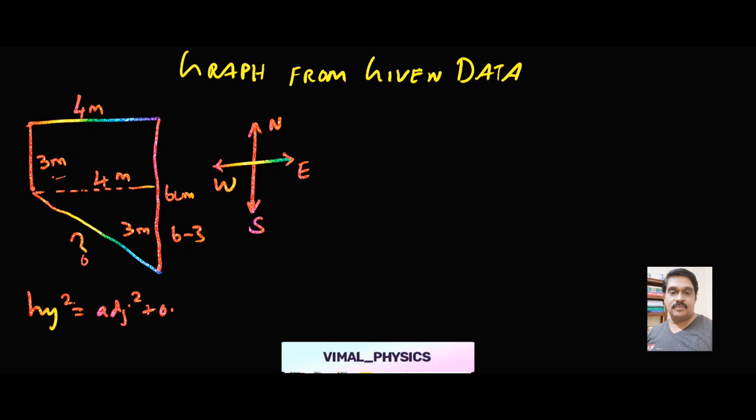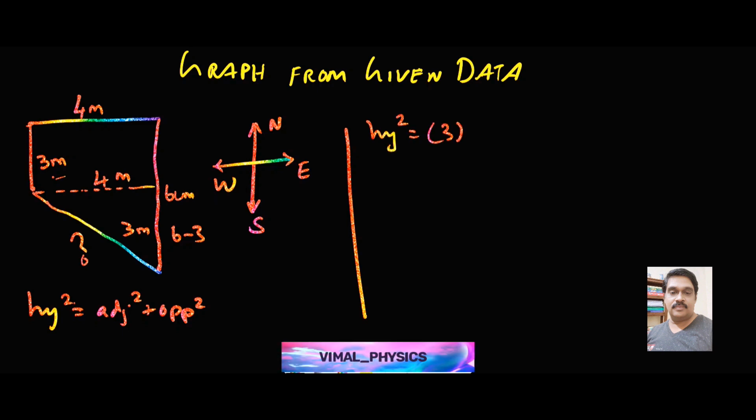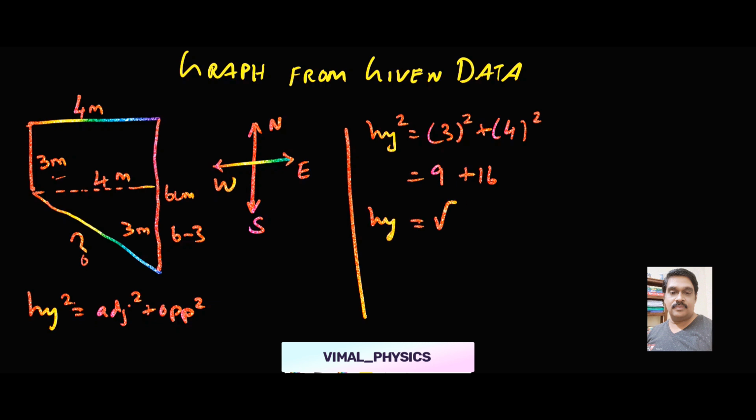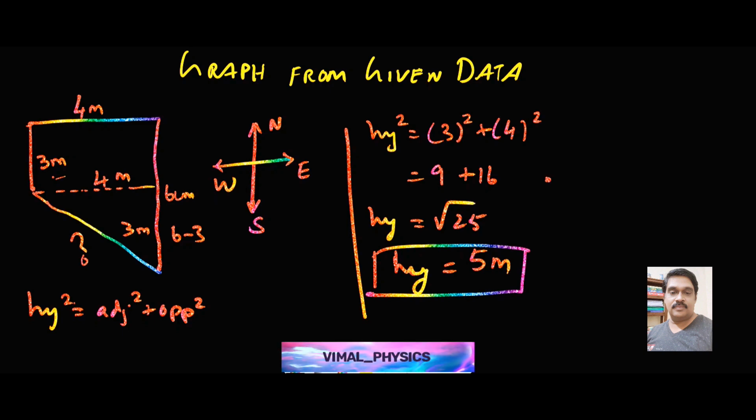As we are asked to find the displacement, it is between the starting and the ending point. So hypotenuse squared is equal to adjacent squared plus opposite squared. We have to find the hypotenuse, which is equal to 3 squared plus 4 squared. So it is 9 plus 16. We get the hypotenuse as root of 25. So the displacement is 5 meters. That is the displacement he has traveled.